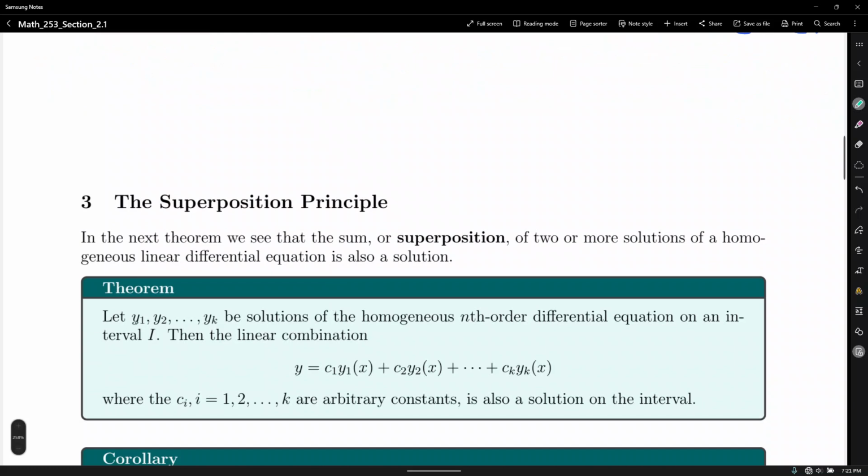Okay, so if we have y1, y2, maybe y3, y4, y5, depending on the order of the differential equation, to be solutions to the homogeneous nth order differential equation on an interval I, of course, we need to take into consideration the validity of the solutions. Then the linear combination C1 y1 plus C2 y2 plus etc., as many solutions as we have, where the coefficients C sub i, for i equals 1, 2, 3, all the way to k, are arbitrary constants, is also a solution to the differential equation.